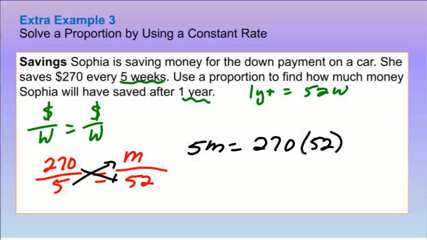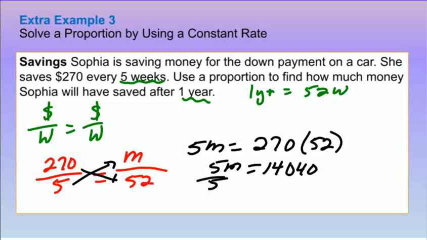270 times 52 gives us 1,440 equals 5M. Divide by 5, I would have, or she would have, $2,808 saved up in 1 year.